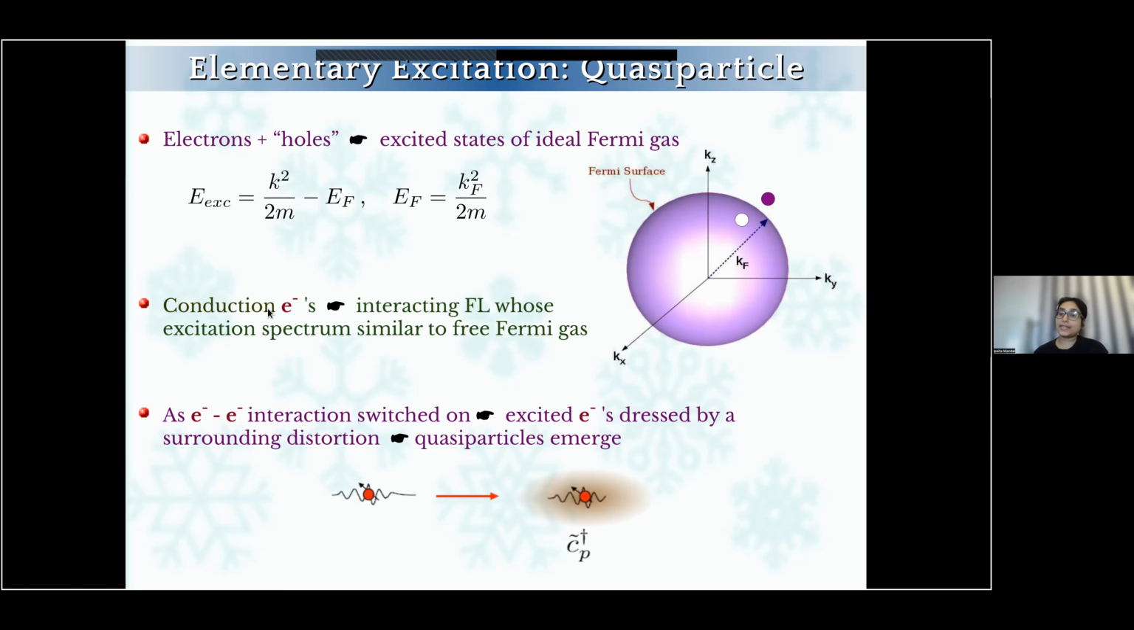Now, if we consider conduction electrons in real materials, then it is an interacting Fermi liquid. However, its excitation spectrum is similar to that of a free Fermi gas, where we can invoke this particle-hole excitation picture. So we can imagine that as we slowly switch on the electron-electron interaction, an excited electron gets dressed by a surrounding distortion, and this comes due to the interaction. And the dressed electron is then called the quasiparticle.